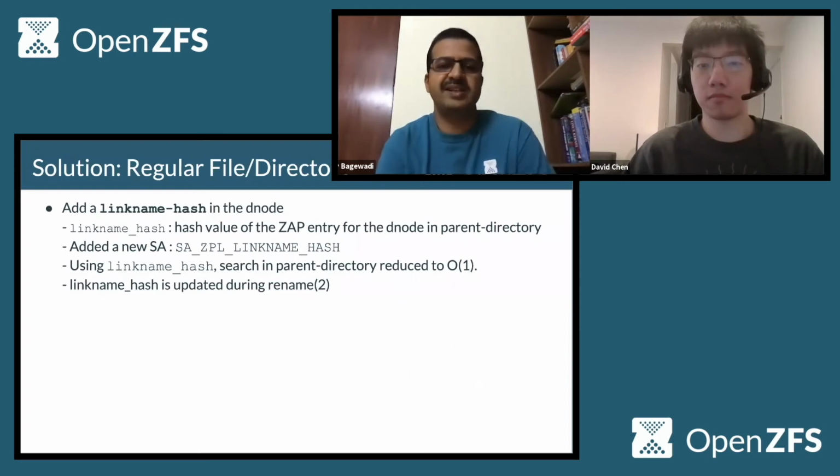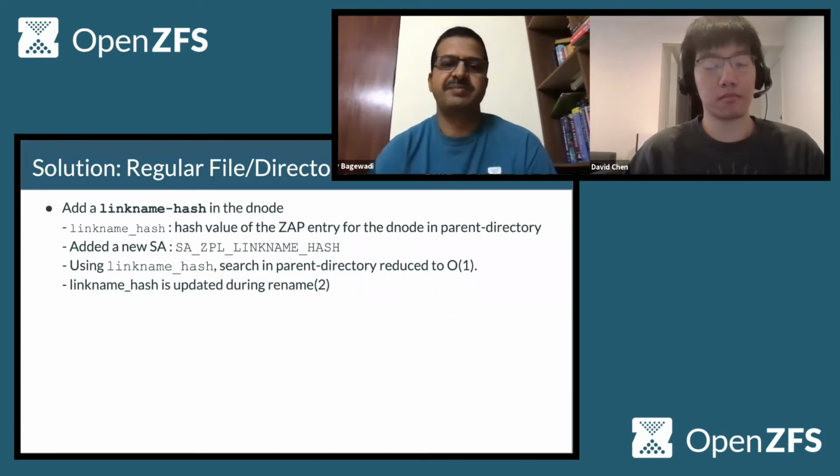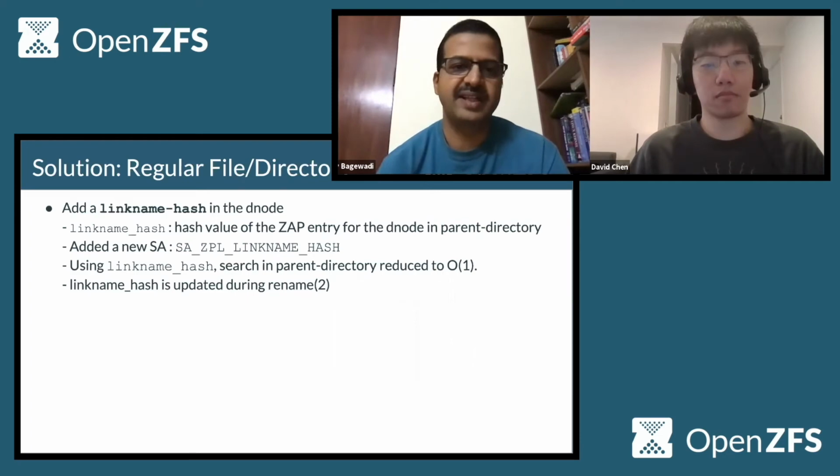Now this brings in some challenges. One of the things is in rename, you would need to update the link name hash because the hash value itself could change. In addition, the parent directory also could change, but that's all right. The cost of that is not much because you would anyway need to change the mtime and ctime of the dnode. So that was one change that we did, and that addressed the problem of sequential search.